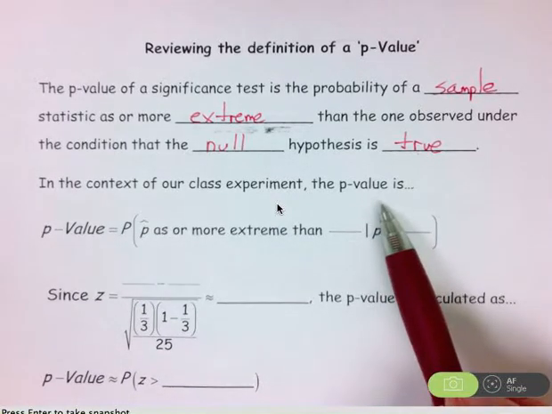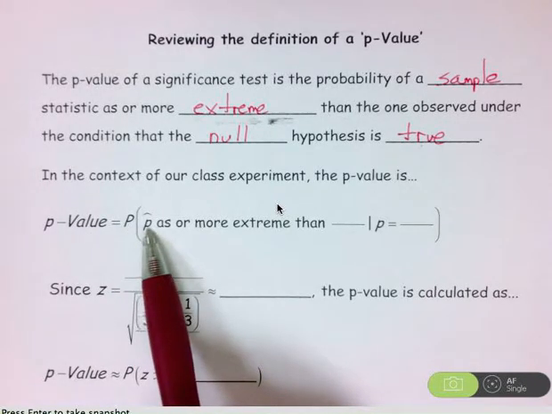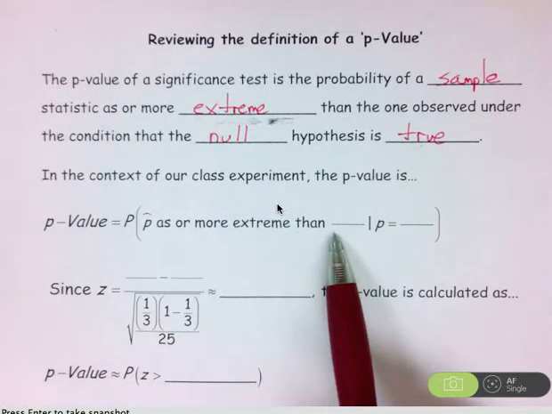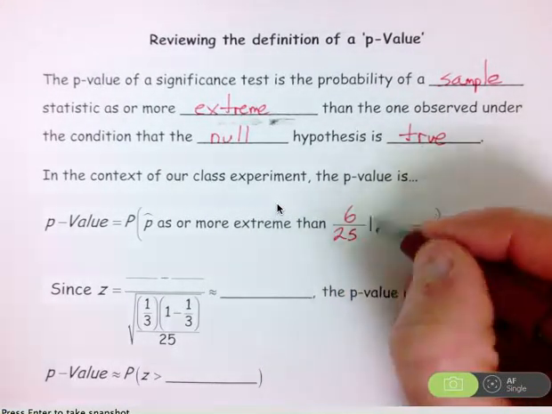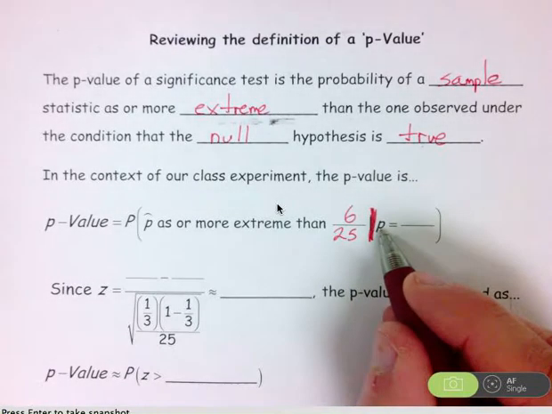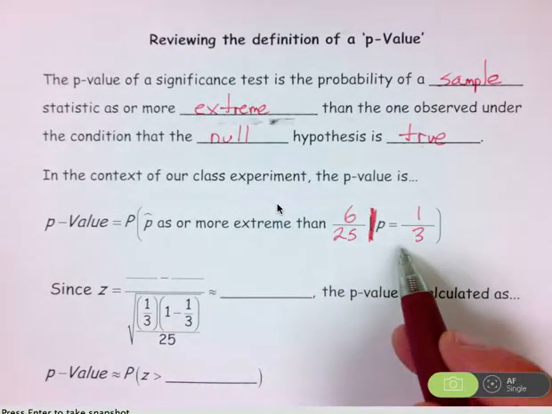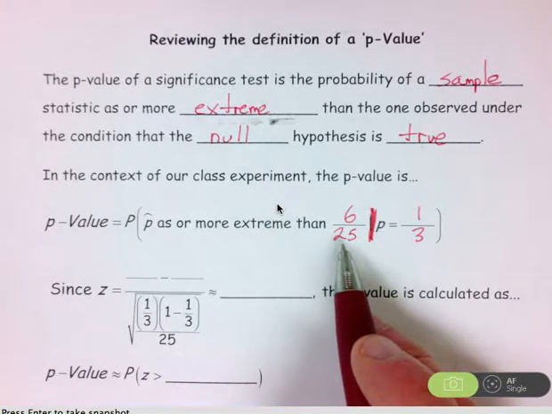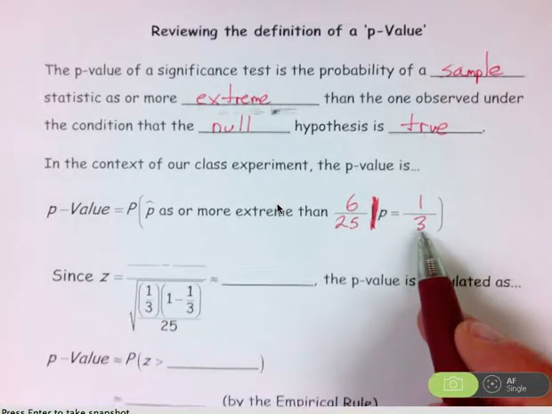So in the context of our experiment, the p-value is the probability of a sample proportion as or more extreme than the one that we observed. We observed 6 out of 25. Under the condition, or given that the actual value of the population proportion is 1/3. So the condition here is that 1/3 is the truth. How likely is a sample statistic as or more extreme than ours if the truth is really 1/3? This really is a conditional probability.